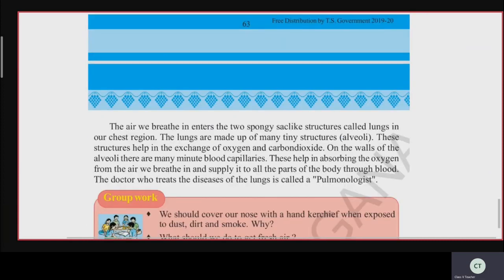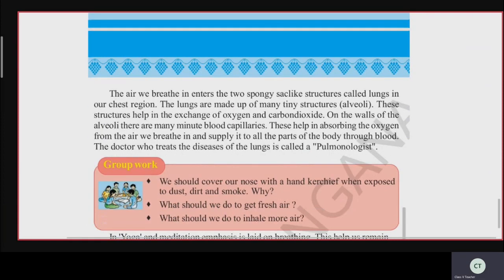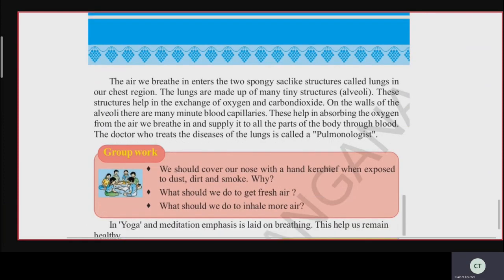Now the next one: the air we breathe in enters the two spongy sac-like structures called lungs in our chest region. The lungs are made up of many tiny structures called alveoli. These structures help in the exchange of oxygen and carbon dioxide.